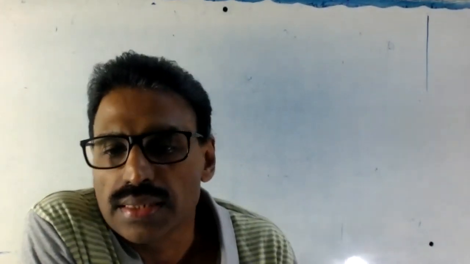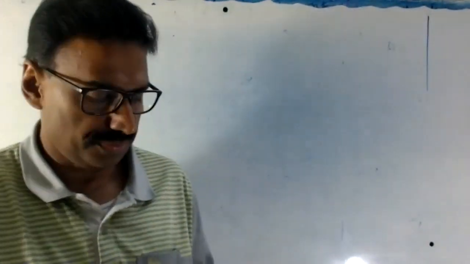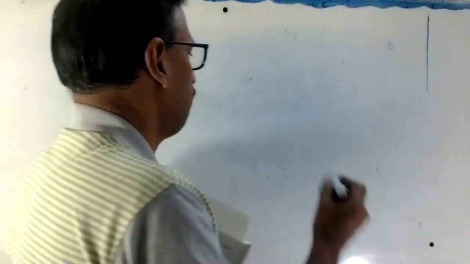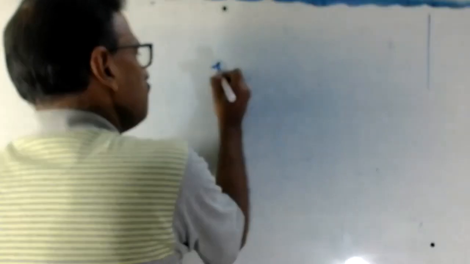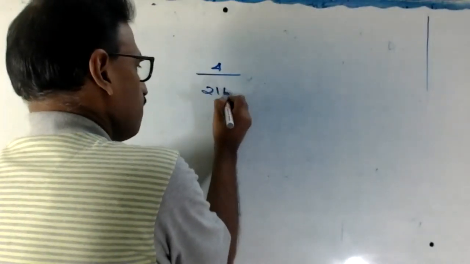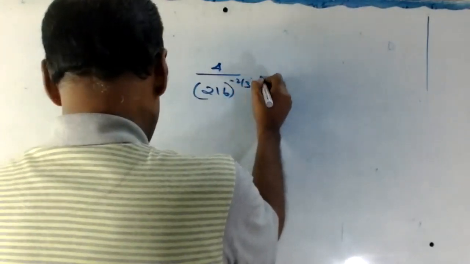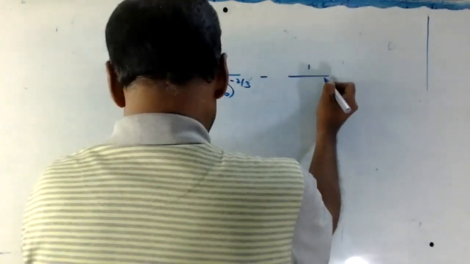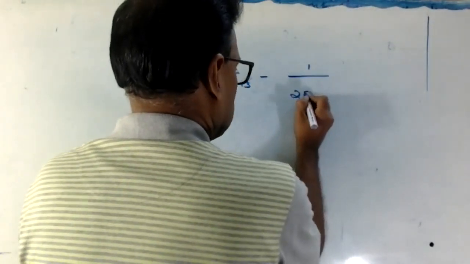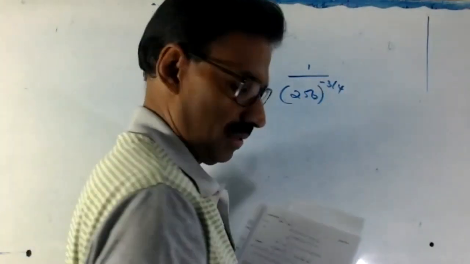I will do all the questions like this question. Next question, you try: 4 divided by 216 raised to minus 2 by 3, minus 1 by 256 raised to minus 3 by 4.